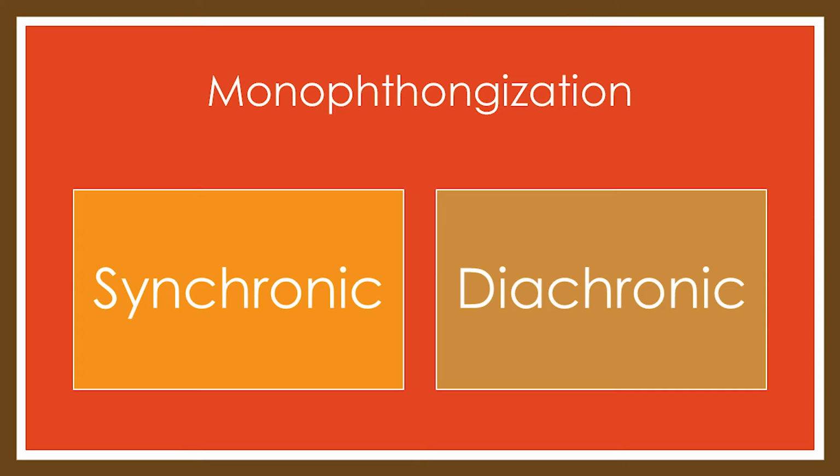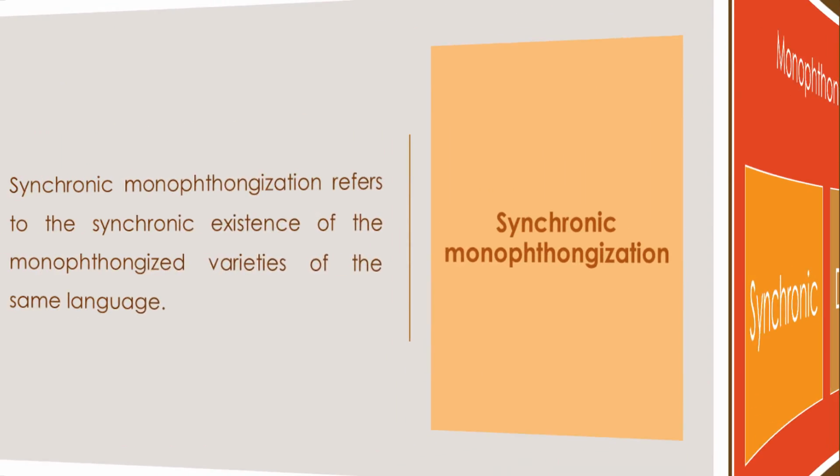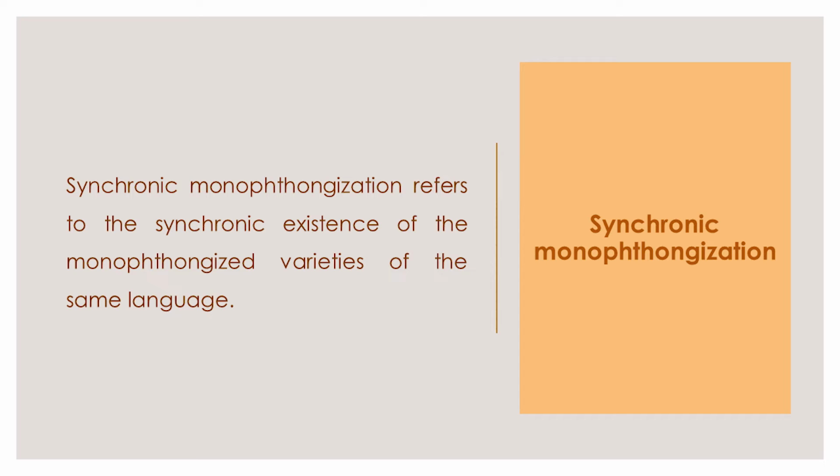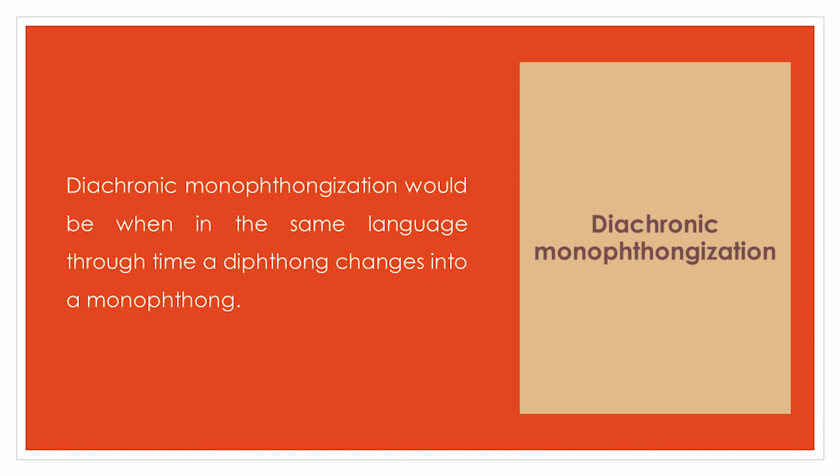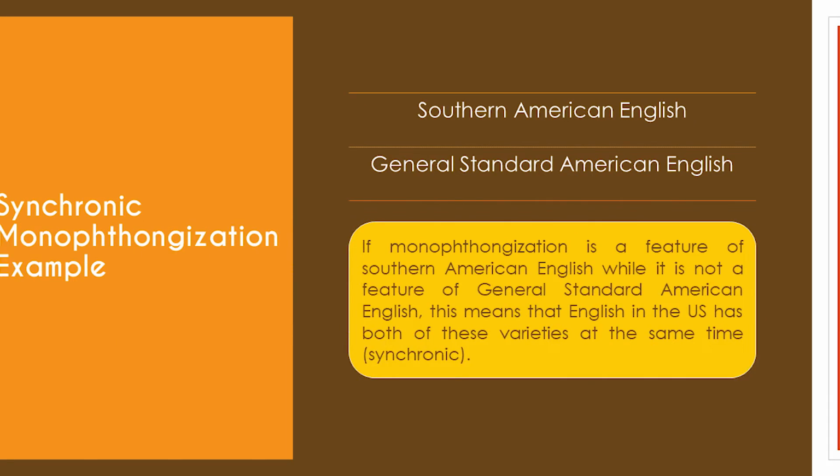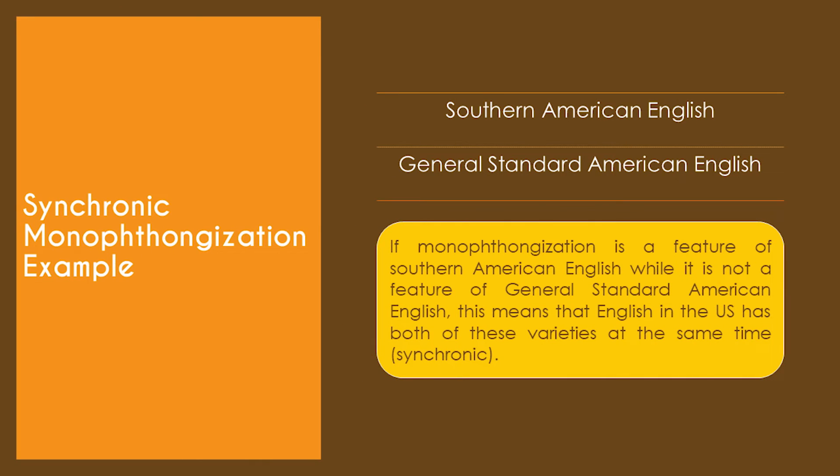Monophthongization can be synchronic or diachronic. When you say synchronic, it means different varieties exist side by side in different communities at the same time. Diachronic means that they exist within the same language but in different periods of its history. For example, if you say that monophthongization is a feature of Southern American English, while it is not a feature of General Standard American English, this means that English in the US has both of these varieties at the same time. It means they exist synchronically.